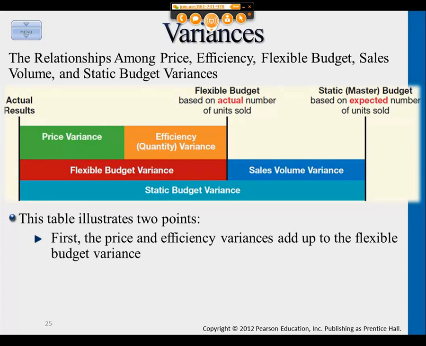So what this table illustrates is that the price and efficiency variances add up to the flexible budget variance, okay? Your price variance and the efficiency variance is your flexible budget variance. Just for you to remember, that's your actual price, our standard prices, and then what do we multiply it by? By some quantity, right?